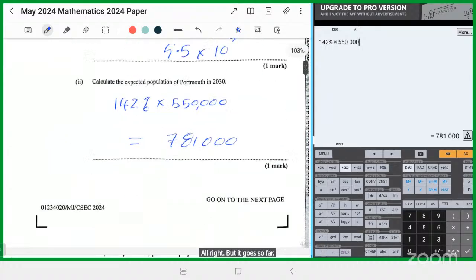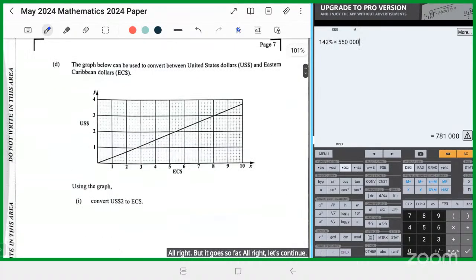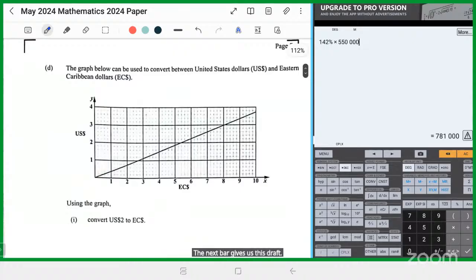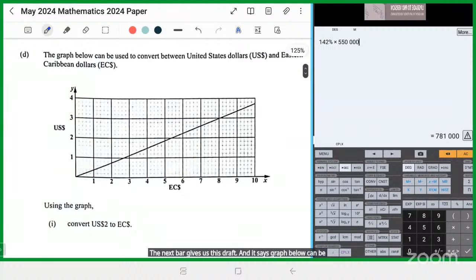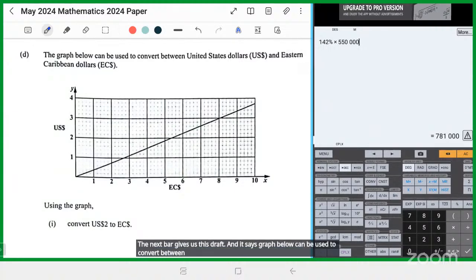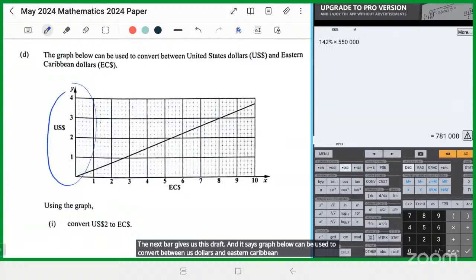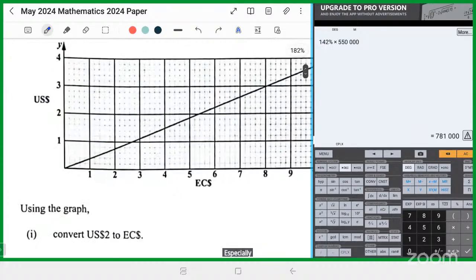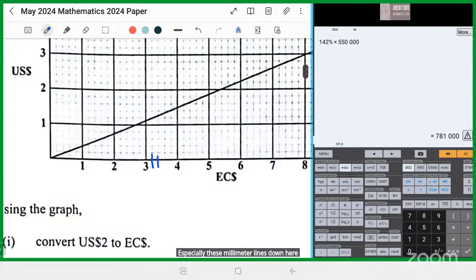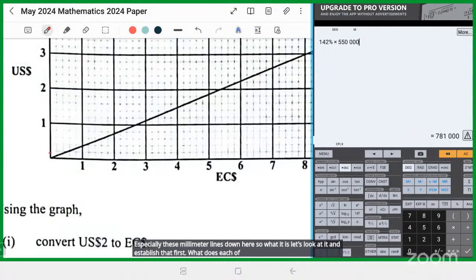All right, let's continue. The next part gives us this graph. And it says, the graph below can be used to convert between US dollars and Eastern Caribbean dollars. So you have the US dollars on the y-axis, Eastern Caribbean on the x-axis. Generally speaking, once you get a graph, you need to establish the scale of the graph before you start, especially these little millimeter lines down here. So let's look at it and establish that first. What does each of these little small lines mean?